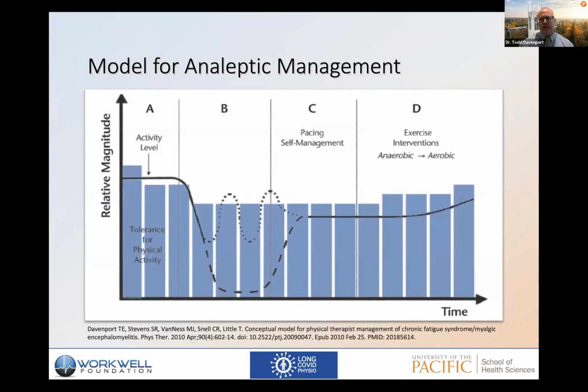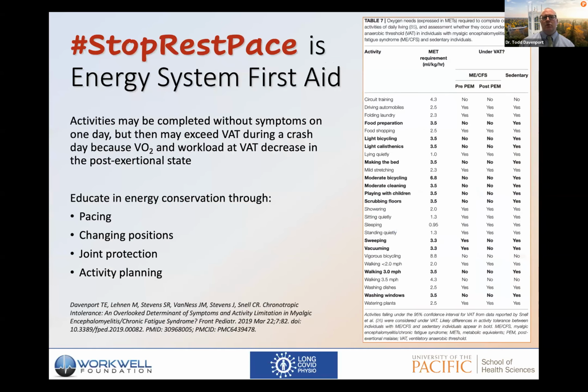Stop, rest, pace really follows a model for analytic management of post-viral fatigue that we've proposed earlier. That first involves pacing, self-management of activities, followed by a very controlled and patient-centered progression of exercise interventions from anaerobic to aerobic, depending on the patient's ability and not on an external guideline or an external benchmark.